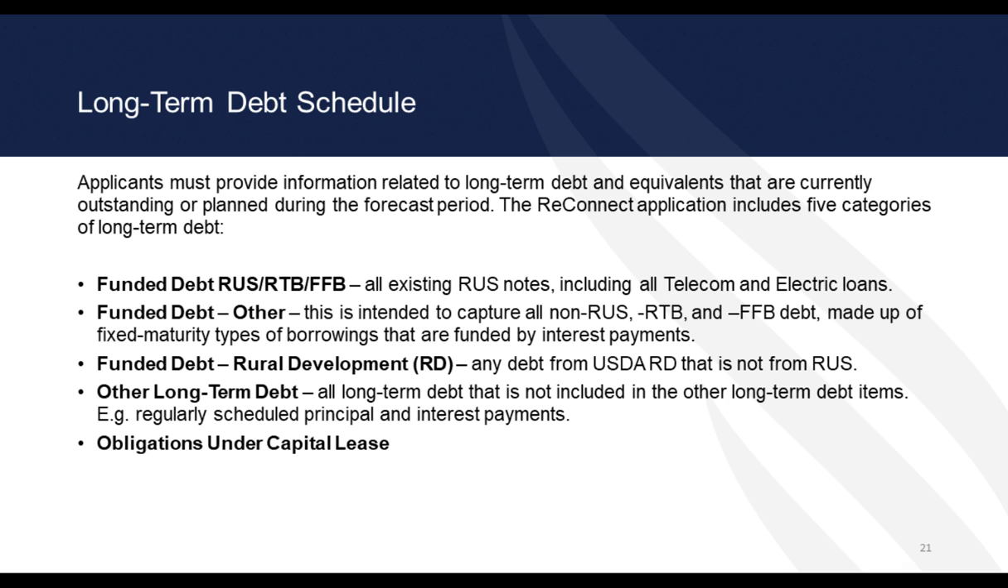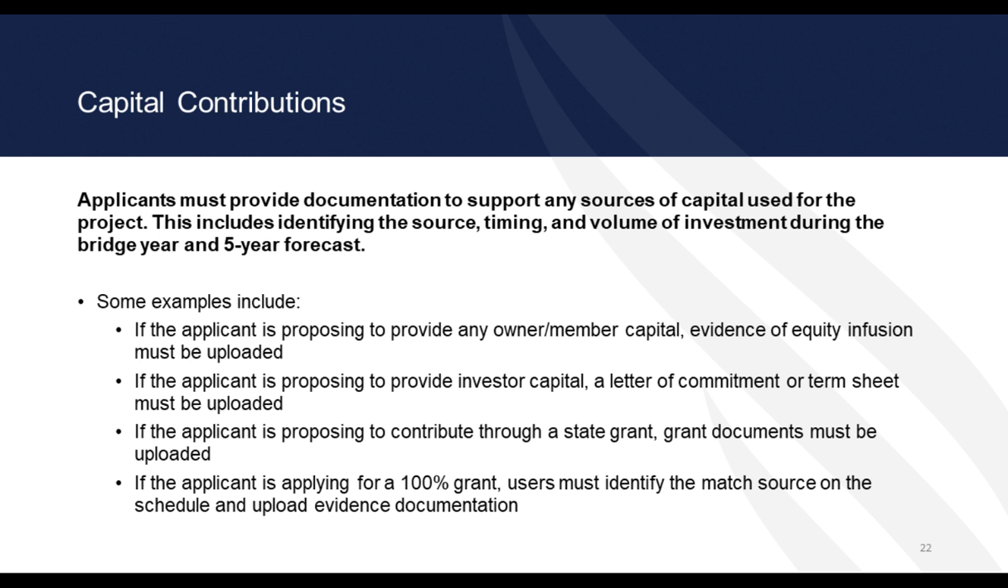Other long-term debt. This section is used for all long-term debt that is not includable in the other long-term debt items, for example, regularly scheduled principal and interest payments. And the last category includes all obligations under capital lease. It is important to note that applicants must upload documents for each long-term debt instrument and capital lease that is identified.